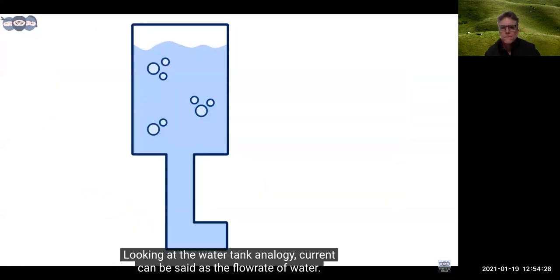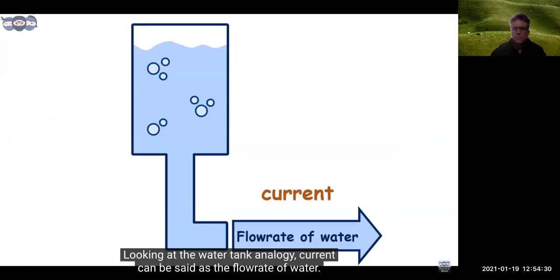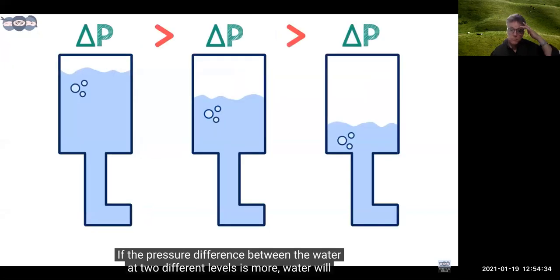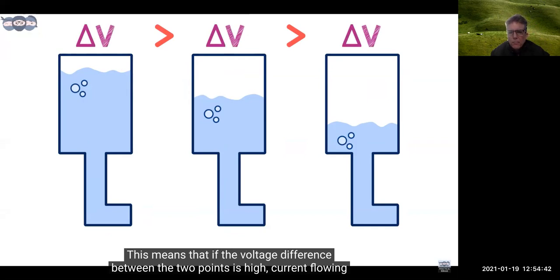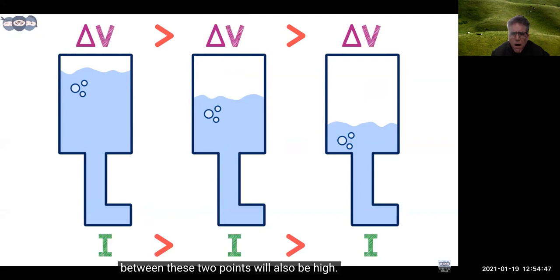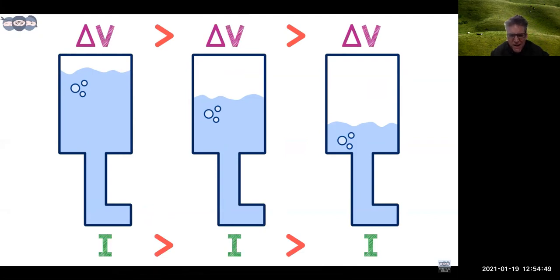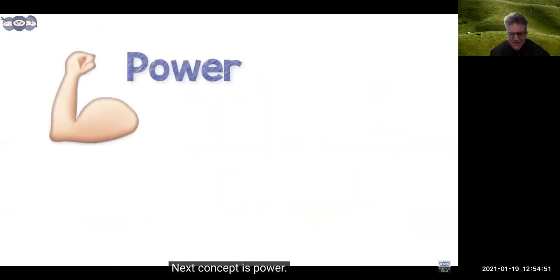Looking at the water tank analogy, current can be said as the flow rate of water. If the pressure difference between the water at two different levels is more, water will have higher flow rate. This means that if the voltage difference between the 2 points is high, current flowing between these 2 points will also be high. The next concept is power.